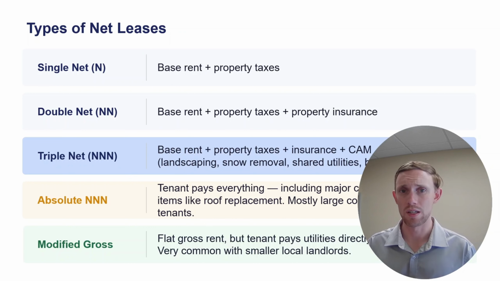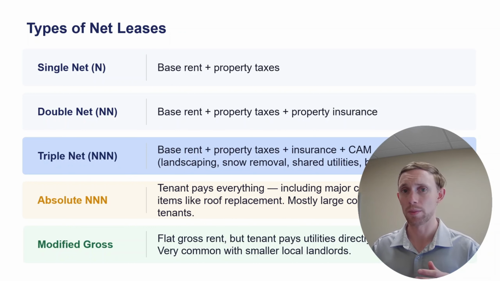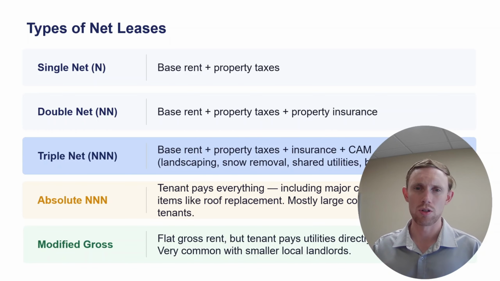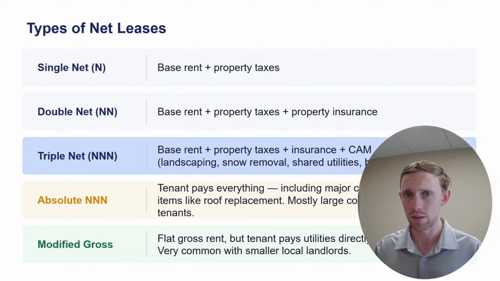And then what you will actually see for gross leases, sometimes you will see just an absolute gross lease where you just pay the one amount, but usually you'll actually see a modified gross lease. And this is where you're paying a flat rent amount, but then usually you also pay for utilities on top of that. So you might pay the utilities directly to the utility company, electric, gas, whatever it might be, and then you pay your rent. So technically it's a modified gross lease, but everyone just refers to it as gross.